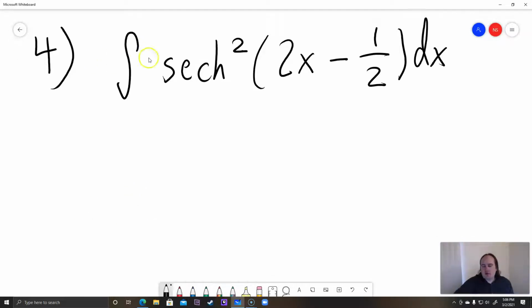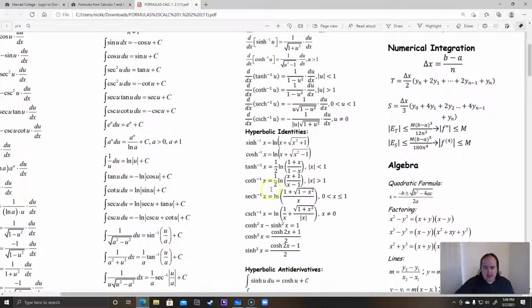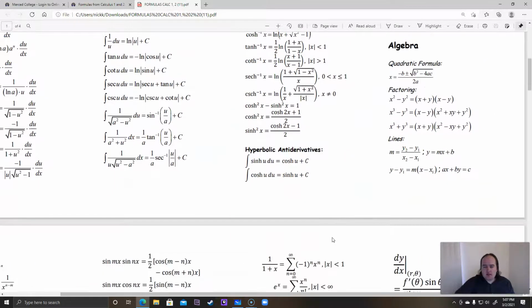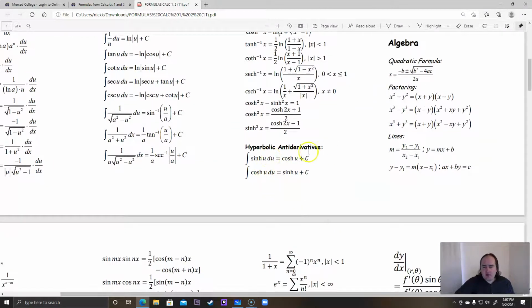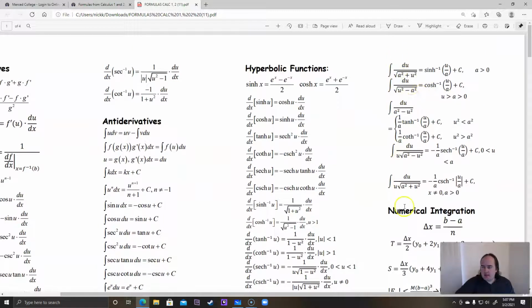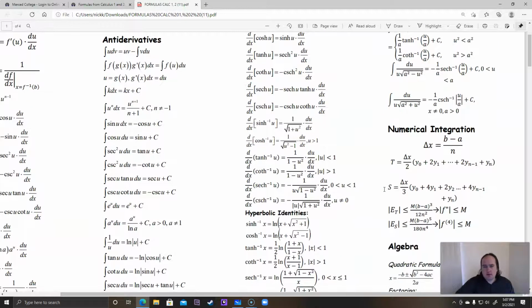So what we're looking for is a formula that has the integral of sec squared of u du. So let's see if we can find that. Interestingly enough, under hyperbolic antiderivatives, we just have the integral of sinh of u and the integral of cosh of u. But up here, I don't see any integral of sec squared. So what do we do?